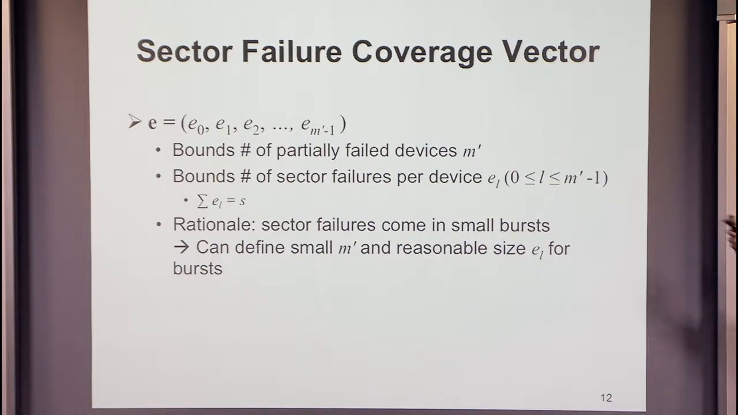And within these partially failed devices, you bound the number of sector failures per device, which is e_l. And the sum of this e_l will be s. s is equal to the number of sector failures that you can tolerate within a stripe. And the rationale is, if the sector failures could come in bursts, what you can do is define a small m prime and some reasonable size e_l for the burst. So let me give you an example.